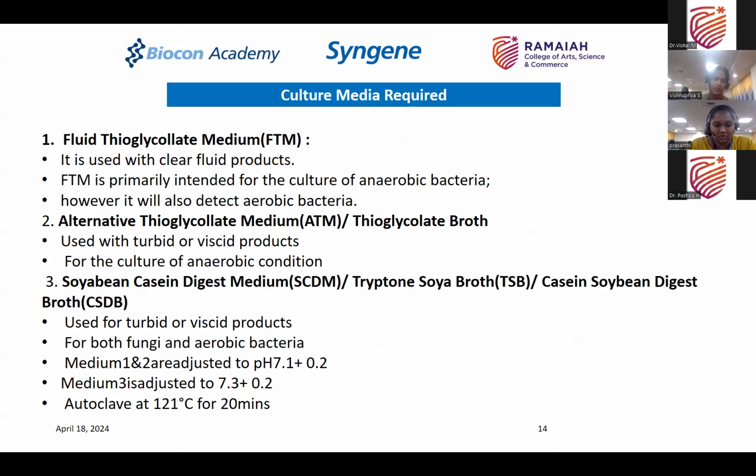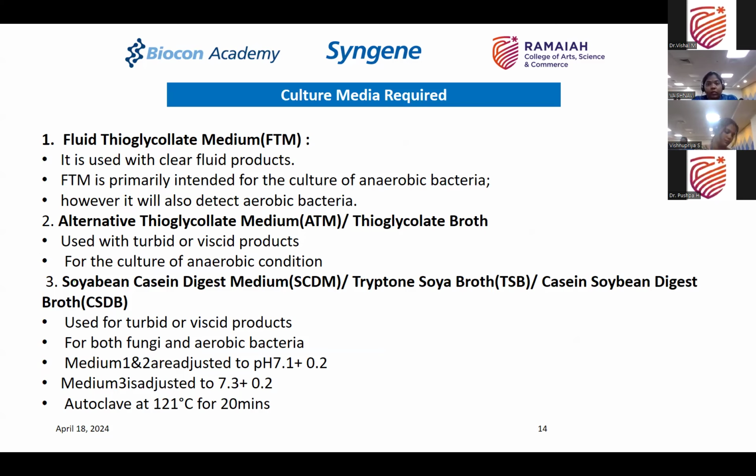Turbidity, ma'am. Very good. In broth, if there is turbidity, it indicates that there is growth of microorganism. If it is a solid media, if I ask you to inoculate onto the solid media, how do you analyze? Colony formation. Very good. Colony formation can be analyzed.